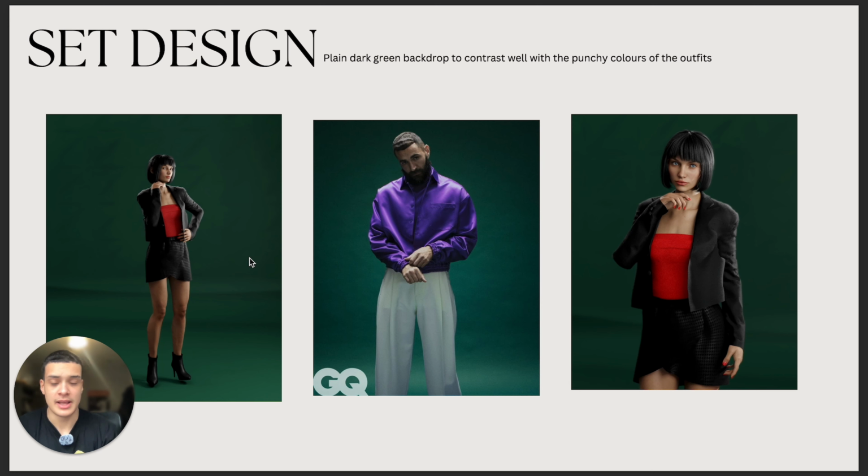So lighting's done. Set design. Set design could be the set design from the shoot, like if it's a studio. So here I've got a plain green backdrop to contrast with all the punchy colours. I like to put a little justification of why I want to use a specific backdrop or set design, because again, it gives some context to the reasoning behind the choice of my backdrops, right?